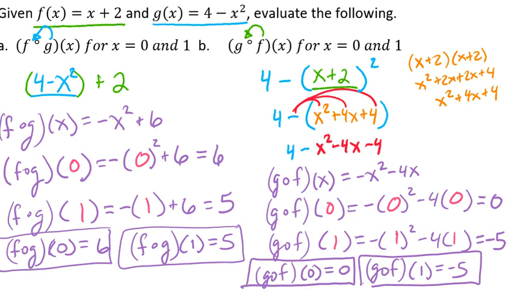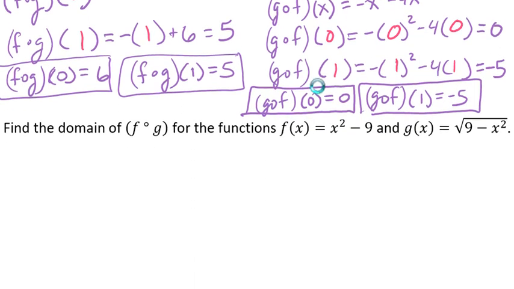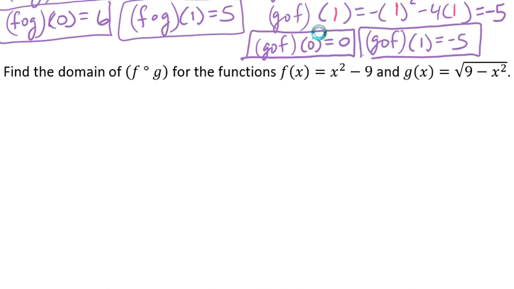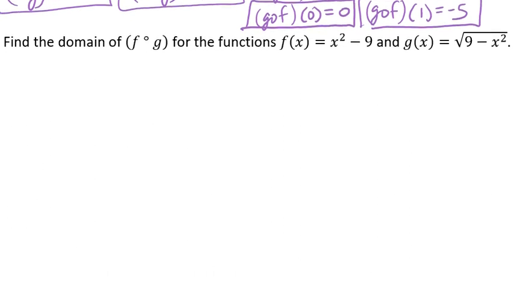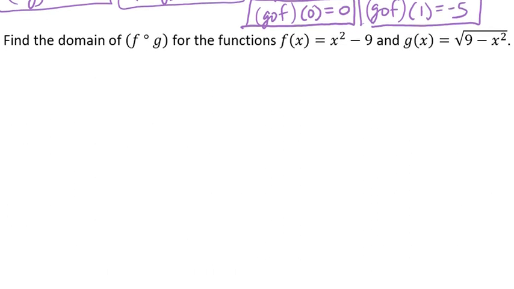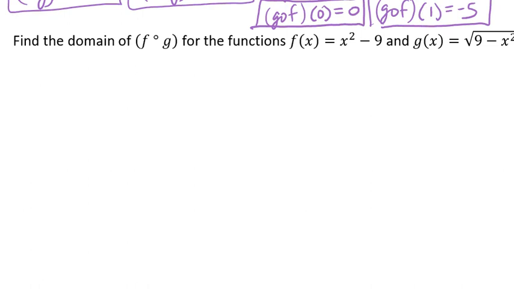We are also going to practice finding the domain of composition functions. So we'll move on, and here we're being asked to find the domain of the composition of f of g for the functions f of x equals x squared minus 9 and g of x equals the square root of 9 minus x squared. So we're going to begin by finding the domain of each of our functions.